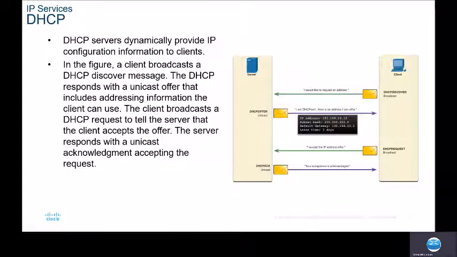Okay, DHCP servers dynamically provide IP configuration information to clients. In the figure, a client broadcasts a DHCP discover message after it's booted up, typically. The DHCP server responds with a unicast offer that includes address information the client can use. The client broadcasts a DHCP request to tell the server that the client accepts the offer. The server then replies with a unicast acknowledgement accepting the offer. So DHCP discover, offer, request, acknowledgement.